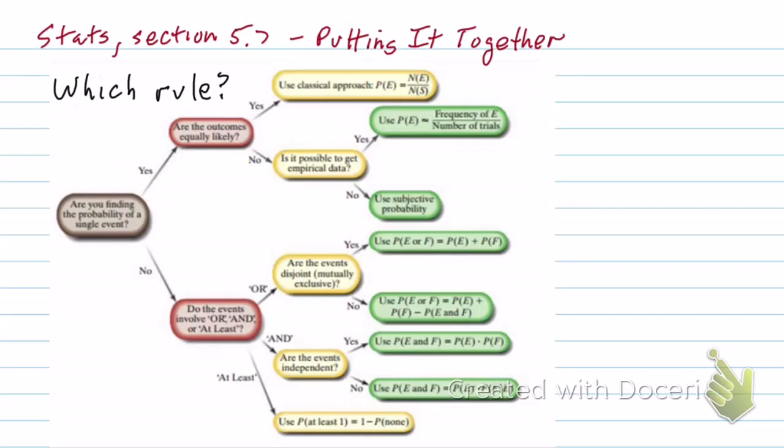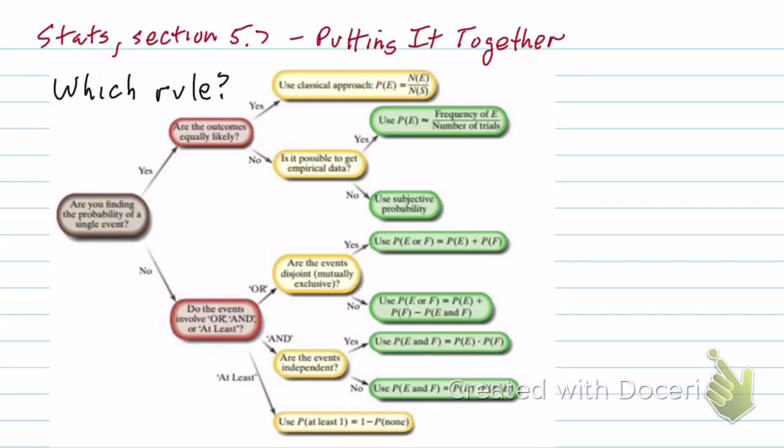And the more interesting ones are the ones where you're finding compound events. So you're taking this bottom path. Look at the first question. Is it an or thing or an and thing? If it's an or thing, your first thought ought to be, well, that means the addition rule. Are these two things disjoint? If so, you use one version of the addition rule. If not, you use the other version. If it's an and thing, your first question ought to be, are they independent? Because you've got two flavors of the multiply rule.